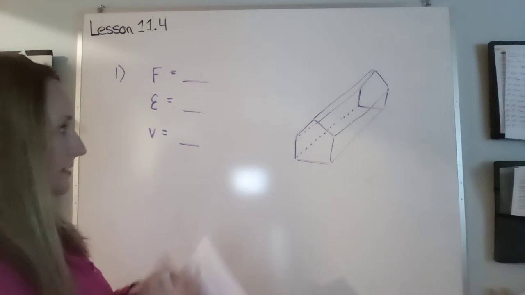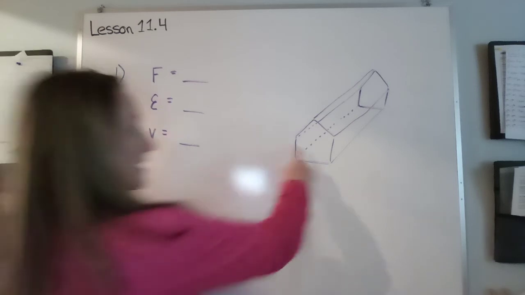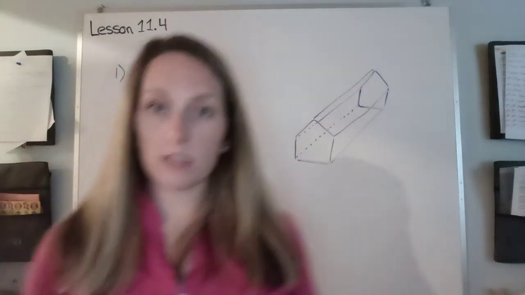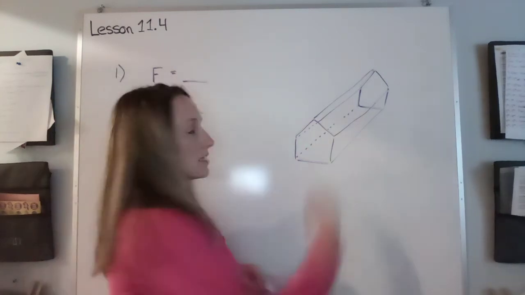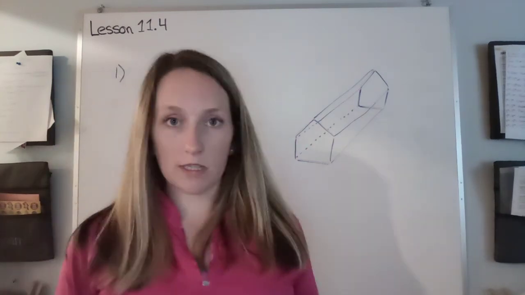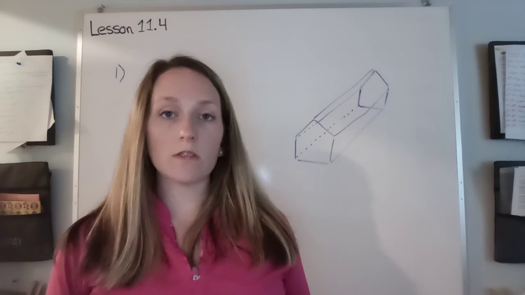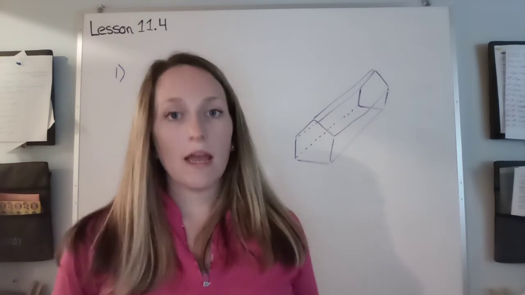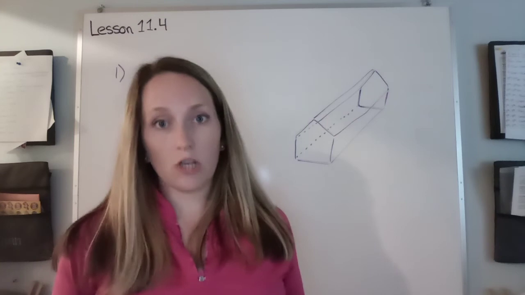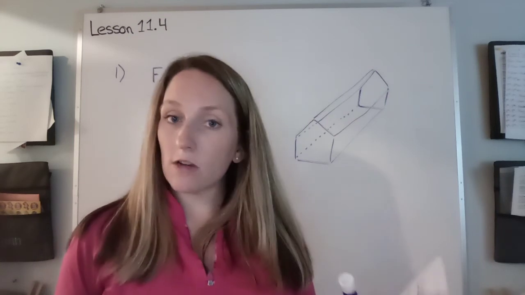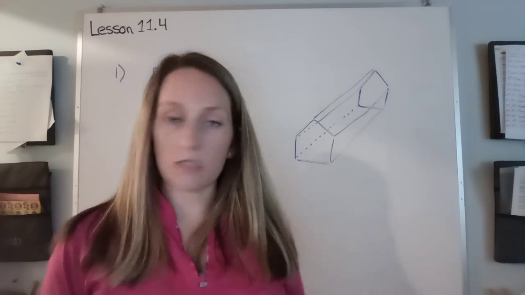There's our pentagonal prism. It has pentagons as the bases. That's how we name prisms. We look at the shape of the bases. Since the bases are pentagons, we call it a pentagonal prism. If the bases were triangles, it would be a triangular prism. If the bases were squares, it would be a square prism, which is a cube. If it had rectangle bases, we call it a rectangular prism, and so forth.